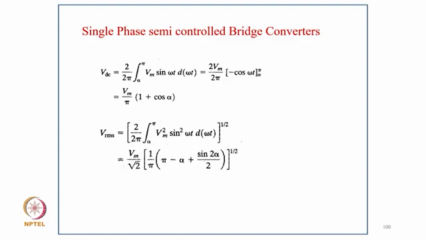So coming to Vdc, the average output voltage, equal to 1 upon π, integral from α to π of Vm sin ωt d(ωt), equals Vm upon π in bracket minus cos ωt from α to π, equal to Vm upon π in bracket 1 plus cos α. And Vrms equals in bracket 1 upon π, integral from α to π of Vm² sin² ωt d(ωt), to the power half, equal to Vm upon root 2 in bracket 1 upon π in bracket π minus α plus sin 2α upon 2, to the power half.